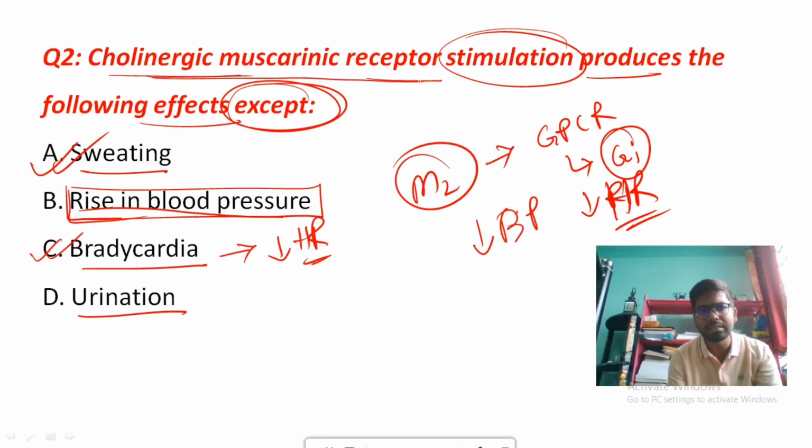The question is asking about cholinergic muscarinic receptor stimulation produces the following effects except.